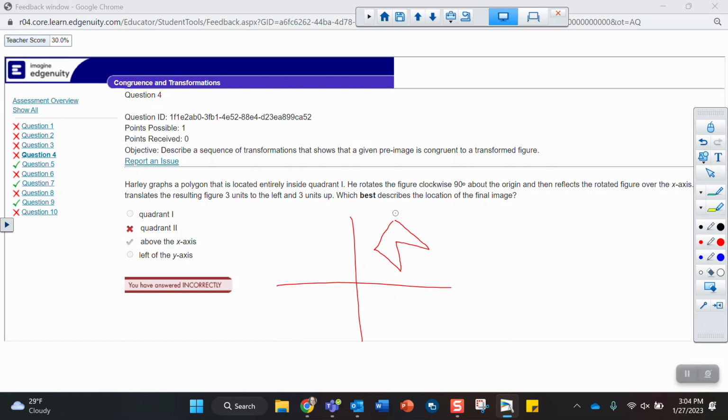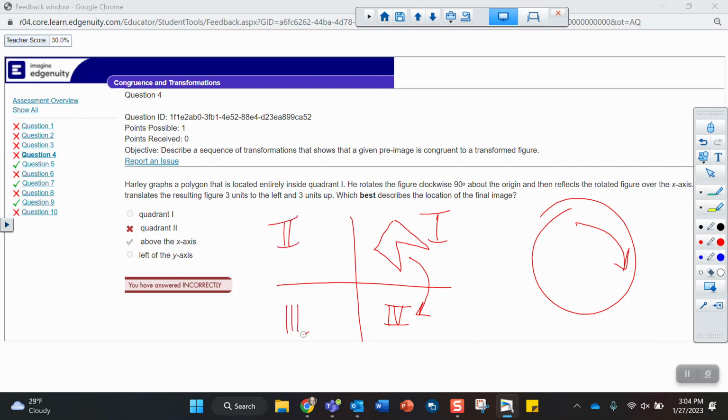He rotates the figure 90 degrees clockwise about the origin and then reflects the rotated figure over the x-axis. So if I'm going to rotate 90 degrees clockwise, I'm going to end up down here, right? Think about a clock. That's the way they go. And if it's only 90 degrees, that's a quarter of a turn. So right now I'm down in quadrant 4. This is 1, 2, 3, and 4. Quadrants are named starting in the upper right-hand corner, and they go counterclockwise around, and typically we use Roman numerals. So there's all that information. And then reflects the rotated figure over the x-axis.